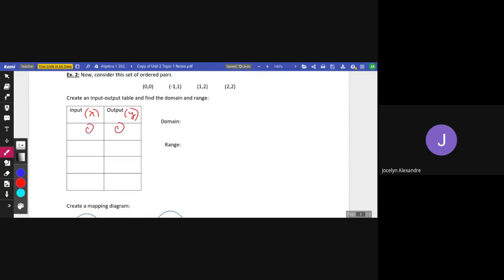So that's the first point, x, y. My second one is -1, 1. That's this point right here. Then we have 1, 2. And the last one is 2, 2.